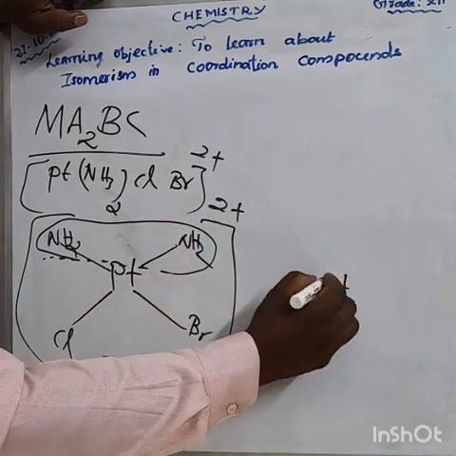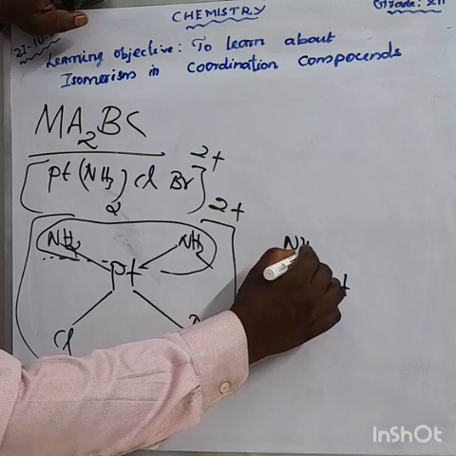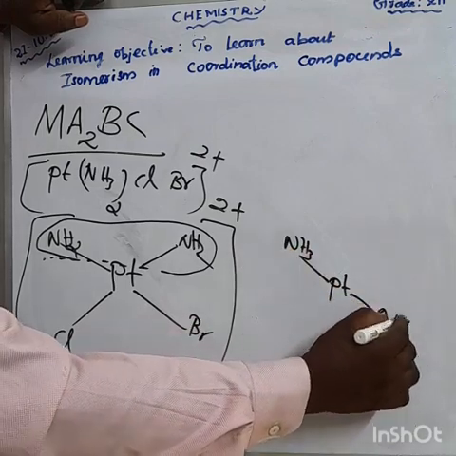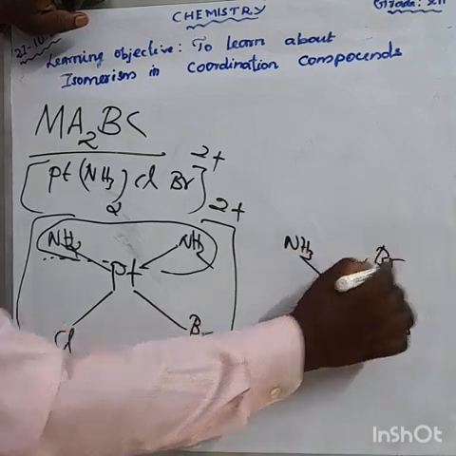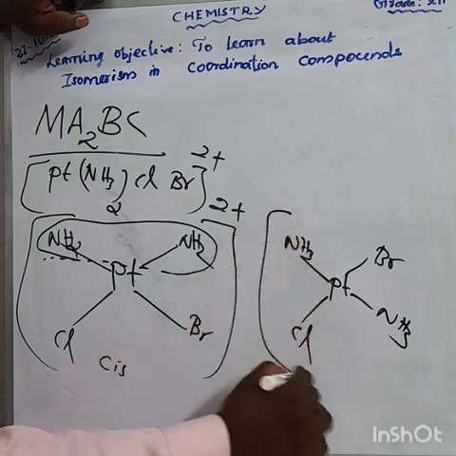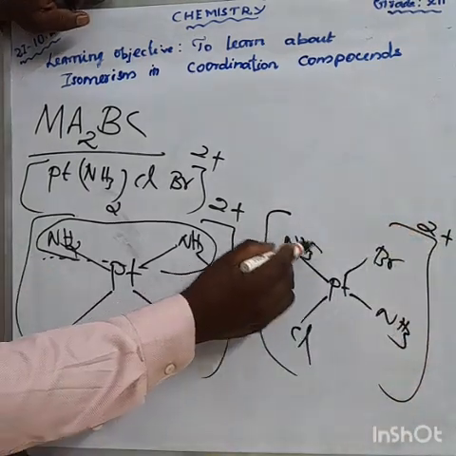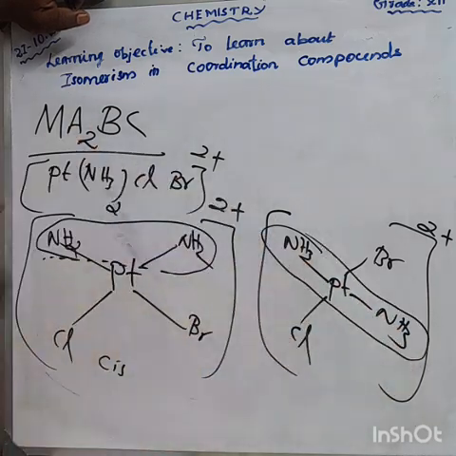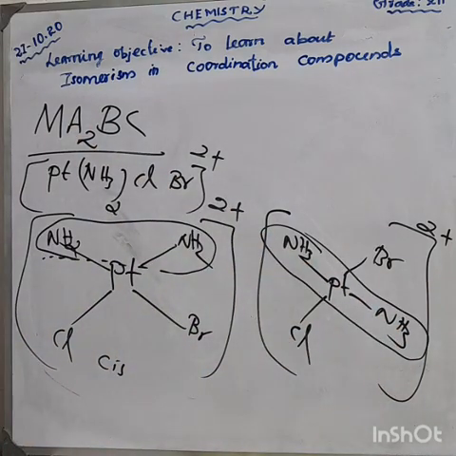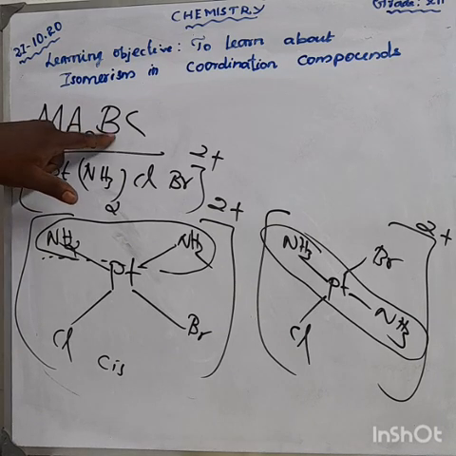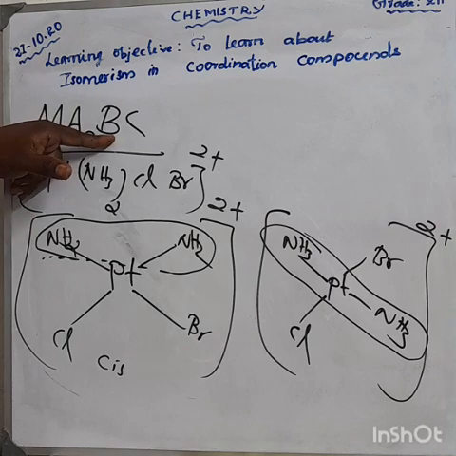About the next one: Pt, NH3, Br, Cl. The entire complex is 2 plus. Here the similar groups lie on the opposite side. We say this is the trans isomer. This is an example for Ma2BC. Don't forget that Ma2BC.